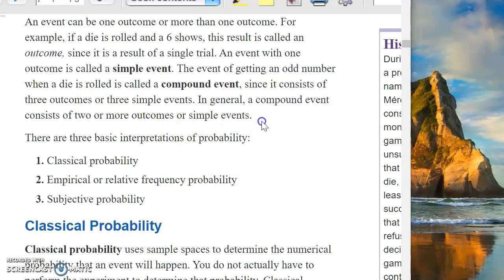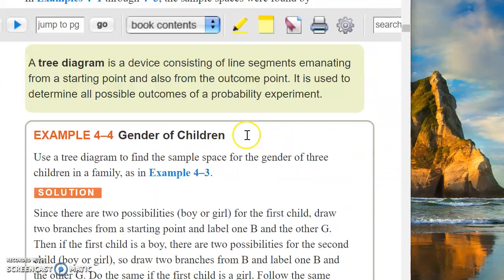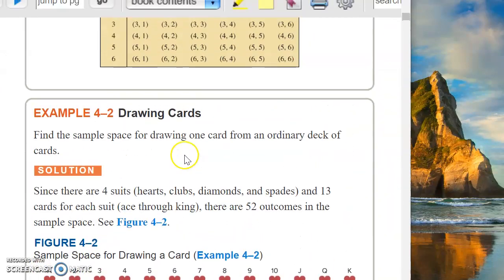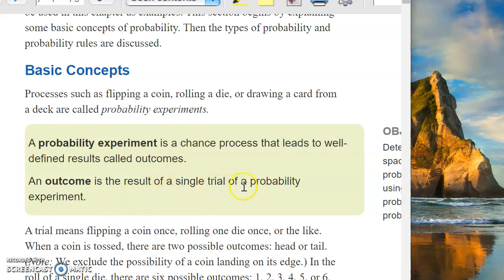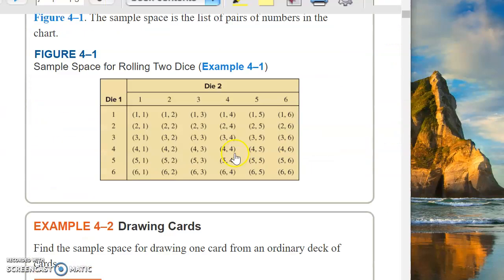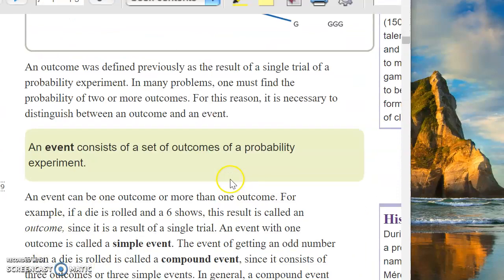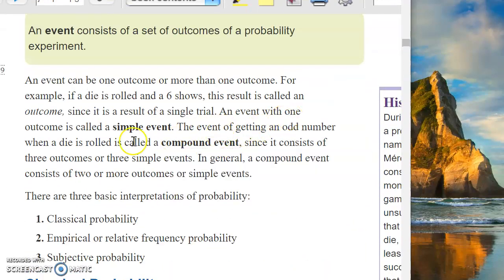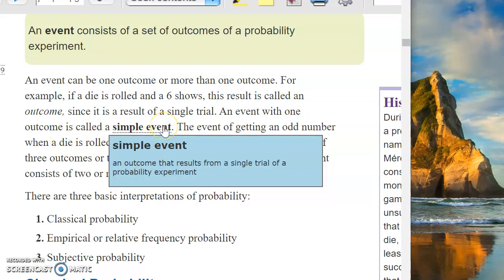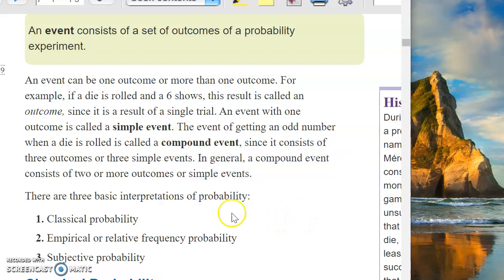By definition, an outcome up here means a single trial of a probability experiment. So an outcome is a single trial. Down here, when we talk about an outcome, what we mean is an event with one outcome. So a simple event is exactly the same as one outcome.